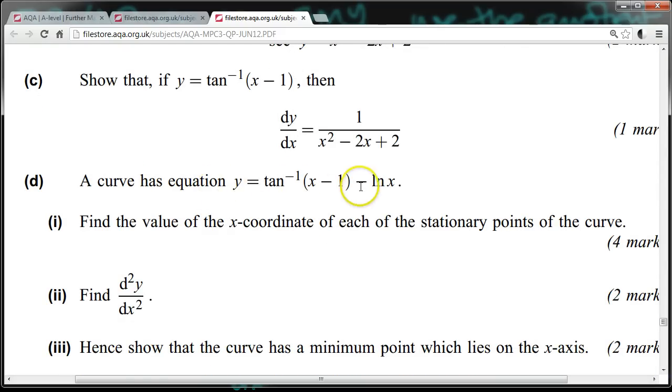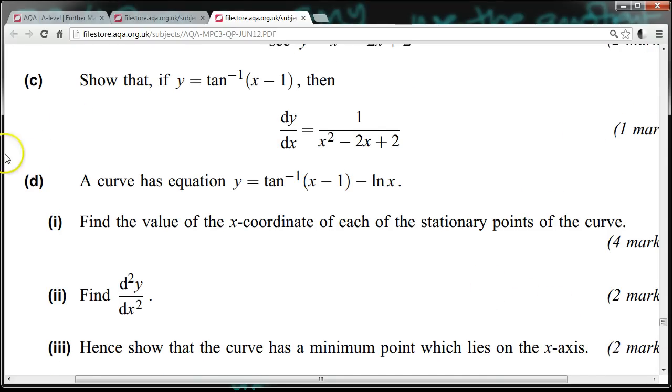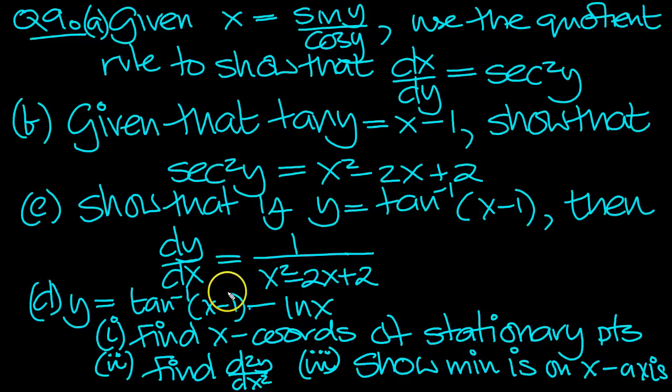Part D. The curve has an equation here. Find the value of the x-coordinate of each of the stationary points of the curve. Find the second derivative. Hence show that the curve has a minimum point, which lies on the x-axis. So that's the question then. Let's have a little look at it. I've got it in summary form here.